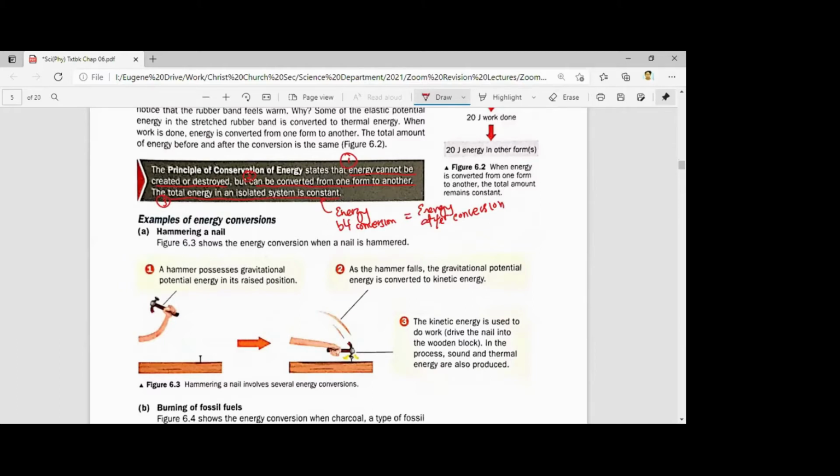So first one, you raise a hammer, because you raised it up, it has GPE. When you start to slam it down, because it is moving downwards, the GPE is converted to kinetic energy. Once you strike it in, the nail moves in. The nail moving in, we consider as work. So driving the nail into the wooden block, we consider this as work done. In actual fact, GPE is converted to KE, and it is converted to work done. This is the conversion that's seen here.